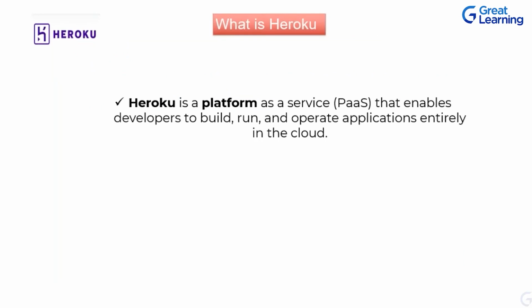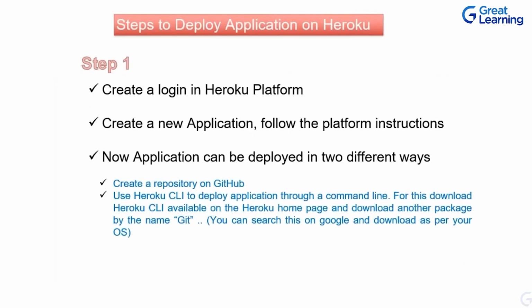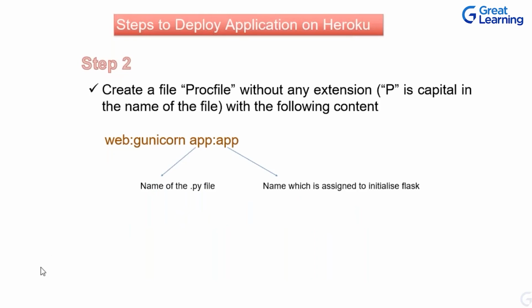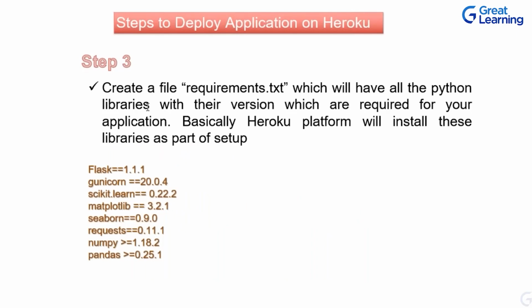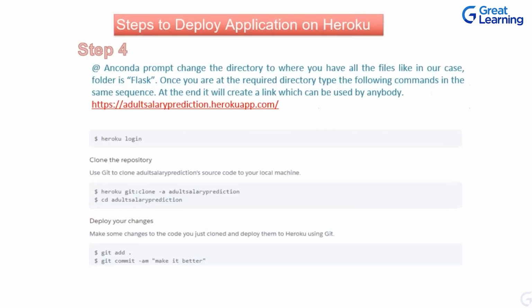Let's just go back one more time. Create a login, create a new application. If you want to deploy it using a CLI, download Git, create a file by the name Procfile, which will have this as an entry. Create a requirements.txt file, which will have the names of all the libraries and packages which I used when I created the model. This is basically setting up the Python environment, which you had by default when you were executing on Anaconda. Then you execute these commands, and you will have a URL which can be used by anyone.